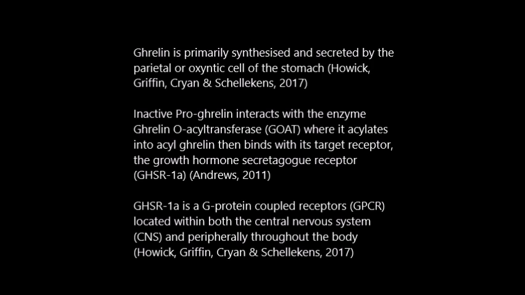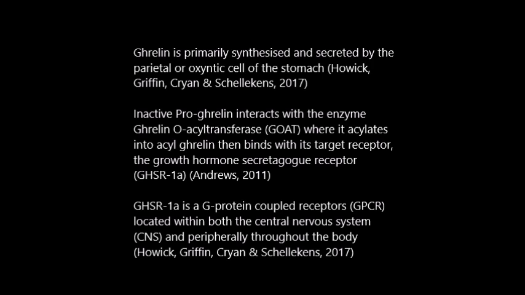Ghrelin is primarily synthesized and secreted by the parietal or oxyntic cells of the stomach. It is secreted as its inactive precursor, proghrelin. When it interacts with the enzyme ghrelin O-acyltransferase, or GOAT, a series of reactions is catalyzed where it acylates into acylghrelin. Now, this product, acylghrelin, can bind to its target receptor, which is the growth hormone secretagogue receptor, GHSR1A. Apologies for pronunciation.